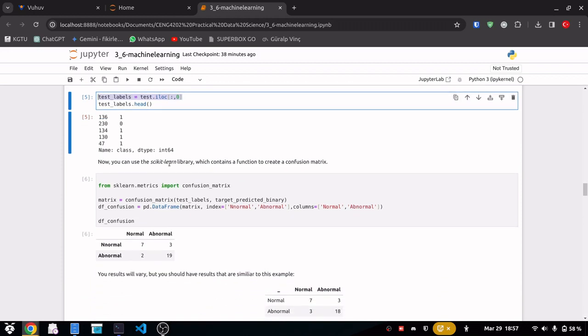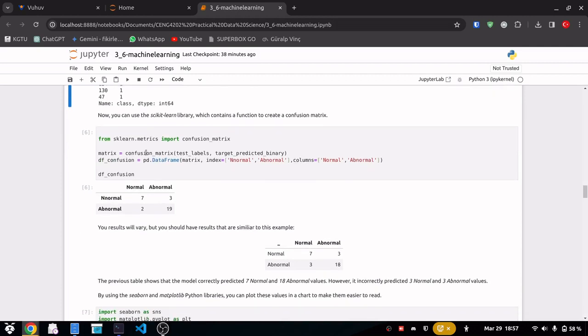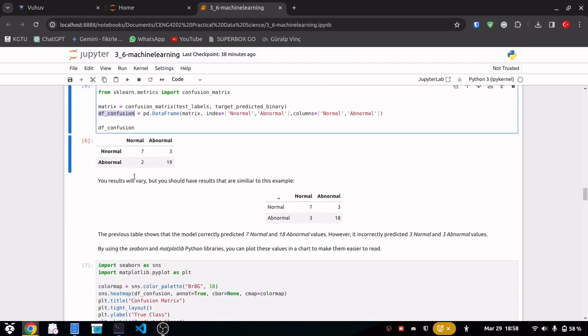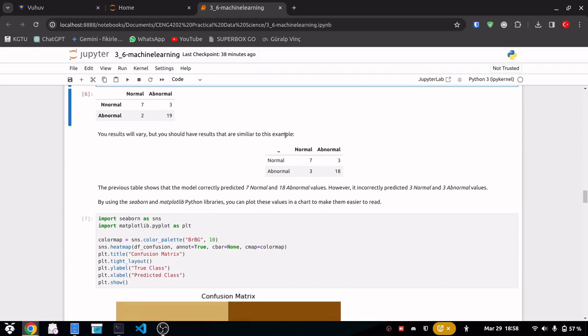Now you can use a scikit-learn library which contains a function to construct a confusion matrix. So we can use scikit-learn to construct our confusion matrix using the test labels and the predicted binary. So this is our confusion matrix in this format. Your results will vary, but you should have results that are similar to this example.